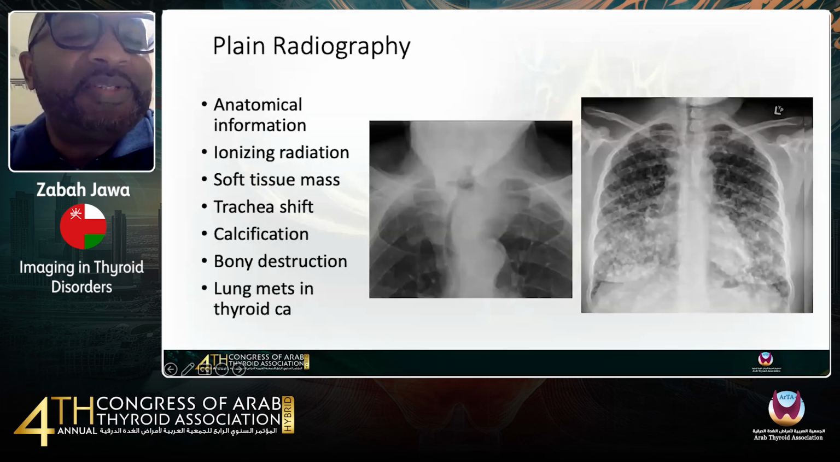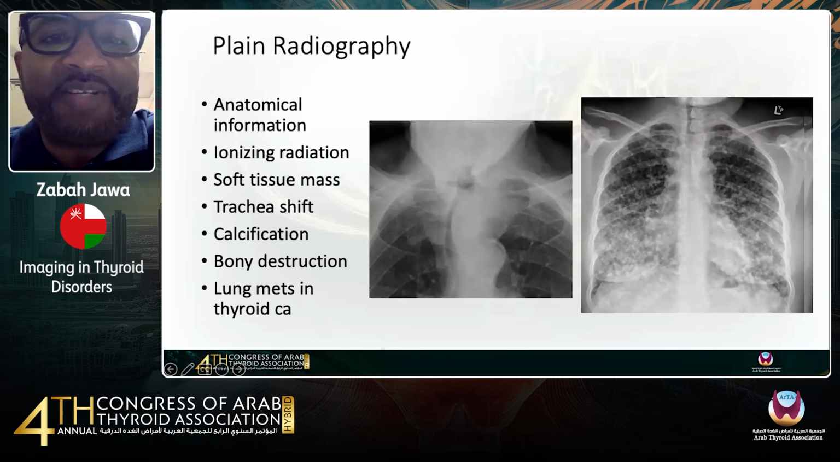So if we go back, I want to take each of these modalities one after the other. The most common and the oldest modality being used is the plain radiograph. A plain radiograph gives you a two-dimensional image of the thyroid, particularly, or of the neck. It gives you anatomical information. It is ionizing radiation. It gives you information on soft tissue and tracheal shift.